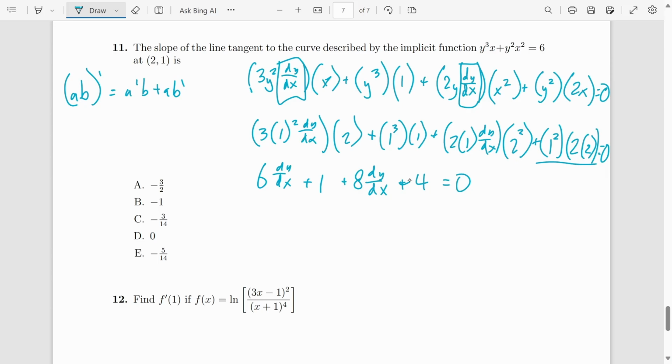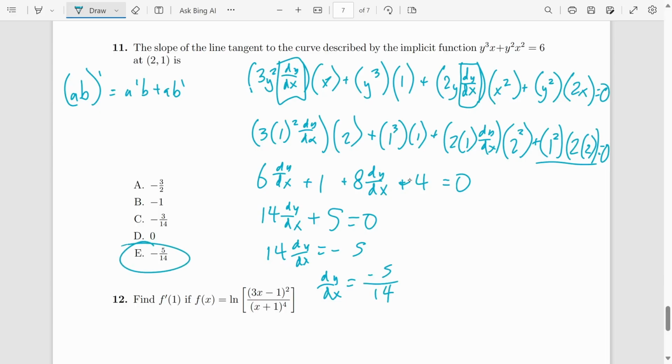Let's go ahead and combine like terms. So this 6 dy over dx plus 8 dy over dx equals 14 dy over dx, all plus 1 plus 4, which is 5, equals 0. Subtract 5 from both sides, we get 14 dy over dx equals negative 5. Divide by 14 on both sides gives us dy over dx equals negative 5 over 14, which is E.